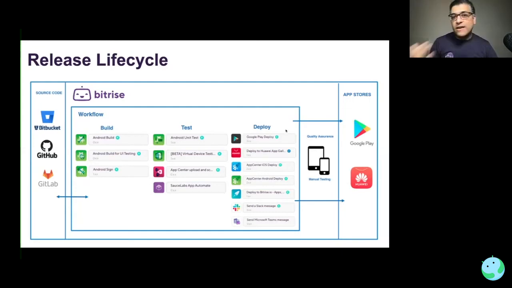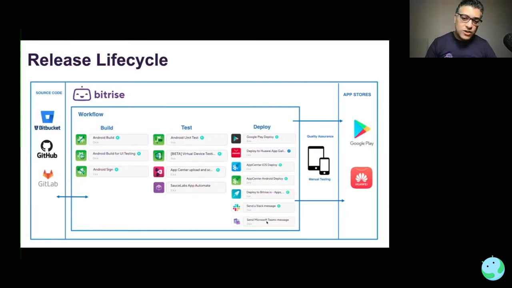For deployment, you can find the steps for Google Play deploy. If you have a specific version for Huawei App Gallery, you can also use this step. You have App Center and iOS deploy, and App Center for Android. So you have different things for every mobile application. Deploy to Bitrise is for the Bitrise website itself.